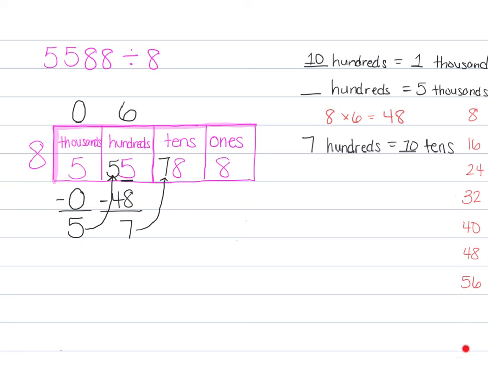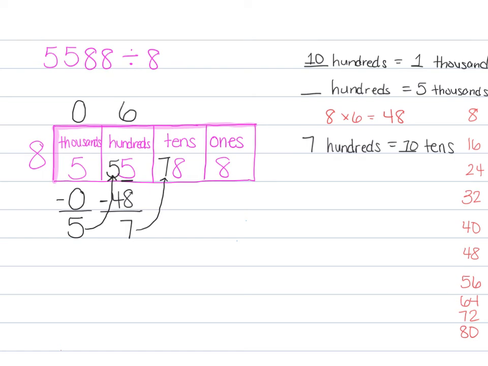Let's continue skip counting till we get to 78. Pause the video. 8 more than 56 is 64. 8 more is 72. And 8 more is 80. All right, when we got to 80, we went over 78. So we must use 72 because that's the number that does not go over 78. That is 1, 2, 3, 4, 5, 6, 7, 8, 9 groups of 8.